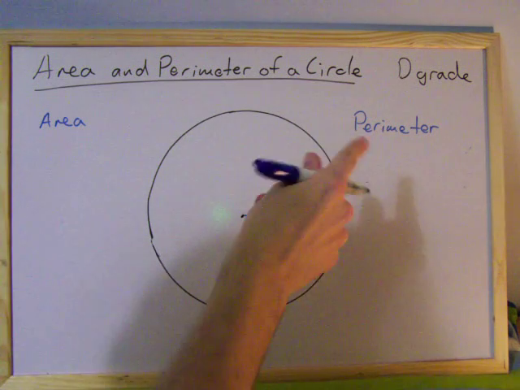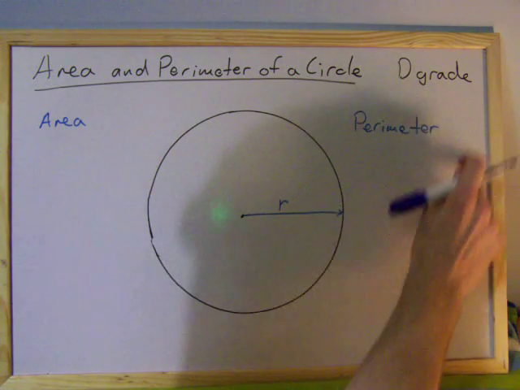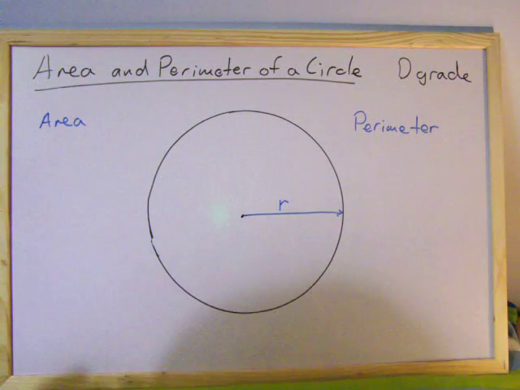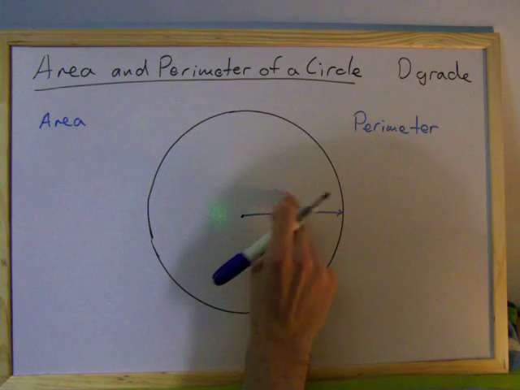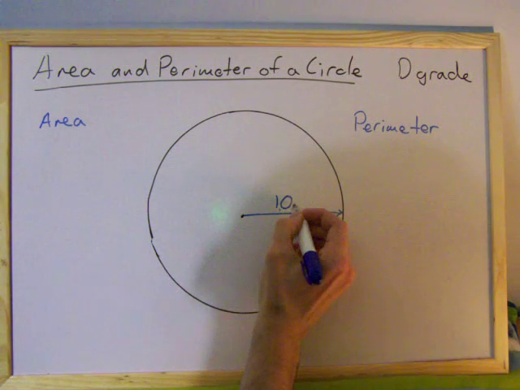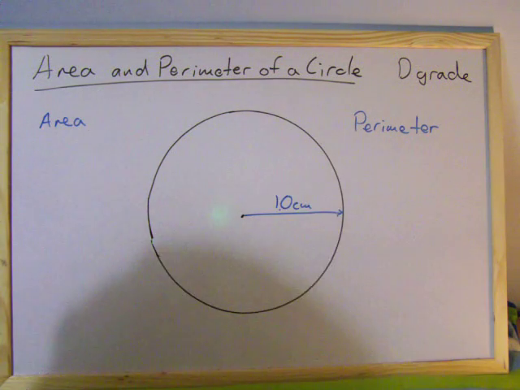Right then, I'm going to do perimeter first for a reason. So you see a circle, the first thing you think is radius. Where is the radius? Can I find it? Is it given in the question? In this case, I'll give it as 10 centimetres for convenience sake.